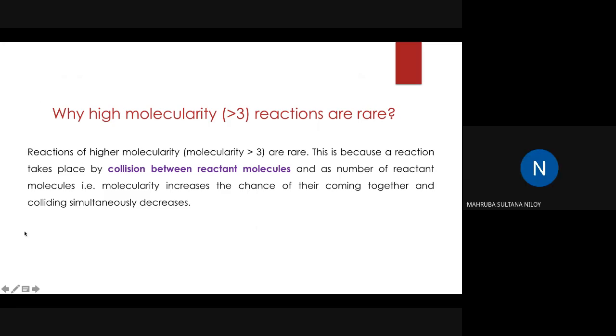So can anyone explain to me now why high molecularity reaction is rare? So when there are more reactants, there is less chance of them colliding. This is why high molecularity is rare. Okay, thank you very much.